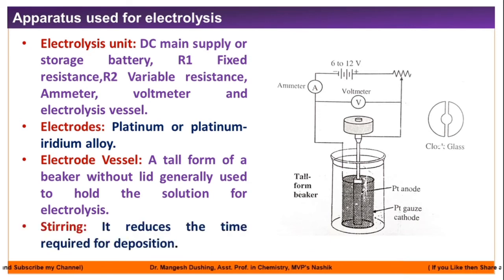Then we'll see stirring. Stirring reduces the time required for the deposition. So this is the stirrer. The inner electrode, that is usually the anode, is used as a stirrer. Sometimes an independent glass stirrer operates using a motor mounted above the electrolytic vessel, which is good. Sometimes magnetic stirrers are also used for the stirring.